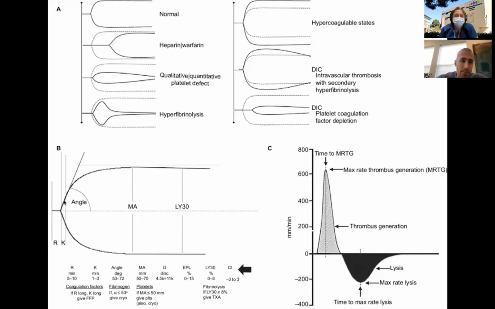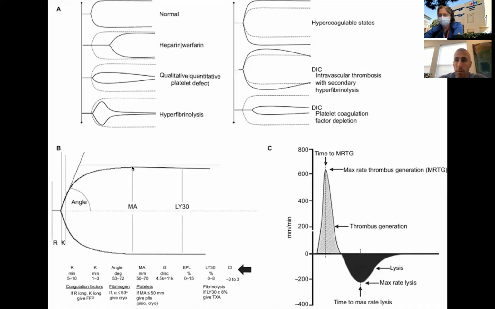That's measuring the angle. So then the clot will keep getting bigger until it reaches a point called MA, which is maximum amplitude. So that's the biggest the clot is, MA, maximum amplitude. And then, like all clots, it'll start to break down.